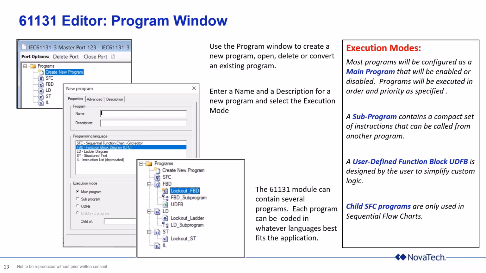And then you have a subprogram, where you can call the subprogram from another main program. Or you do have the UDFB option, where you can write functions or logic that could be used in different places, say for example, feeders. If you have a reclosing scheme and you don't want to do it for every feeder, you can create a UDFB and then you can use it over and over instead of writing the logic for each of the feeders. And I'm going to show a little bit how that works.